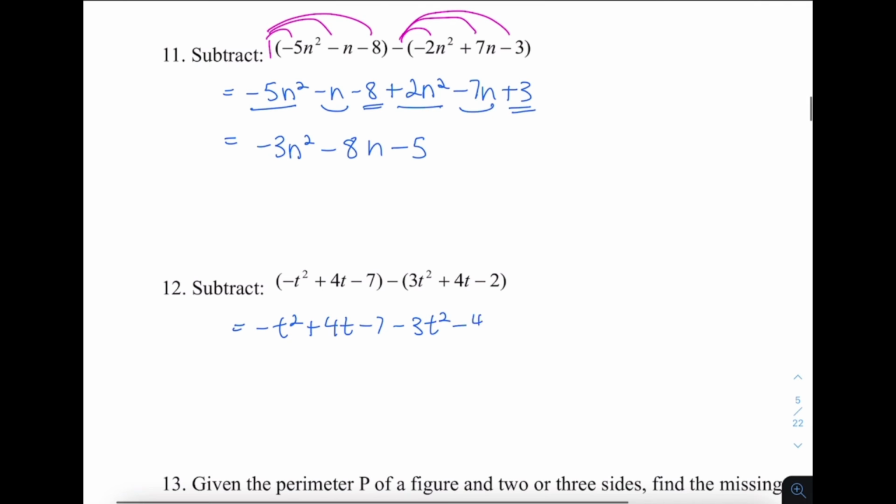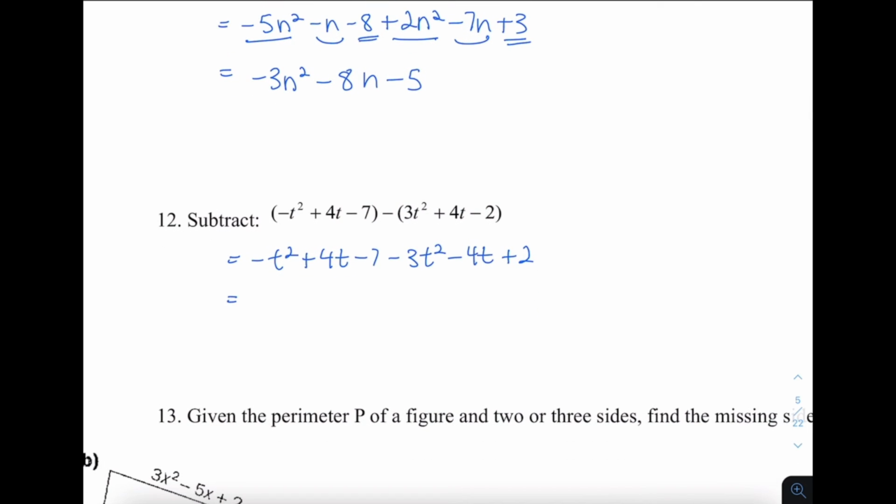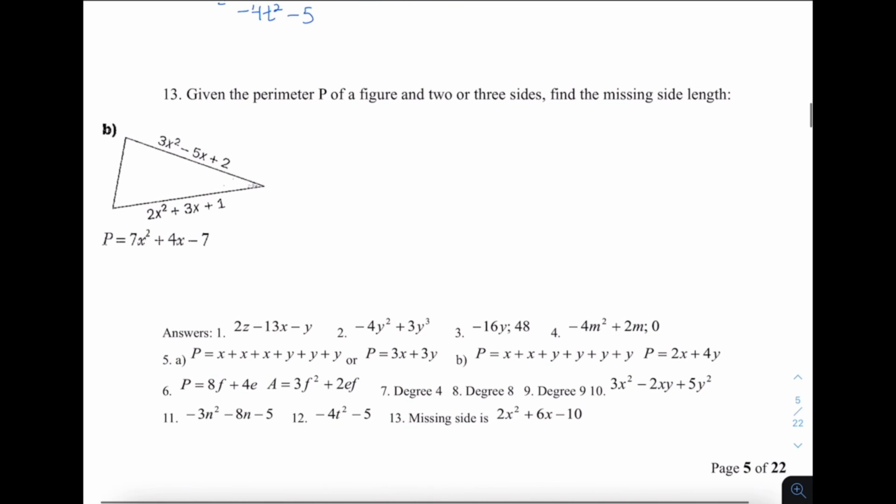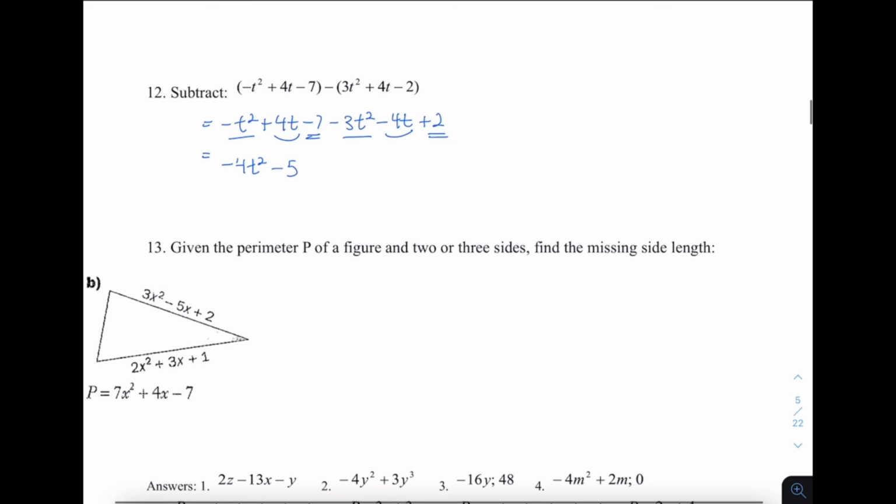Oops, I almost made the mistake. Okay, and now we will collect like terms. Negative 4t squared. Oh, those cancel out to 0, don't they? And then minus 7 plus 2. Okay, and don't forget, we can always check our answers. Okay, so I got this one right.